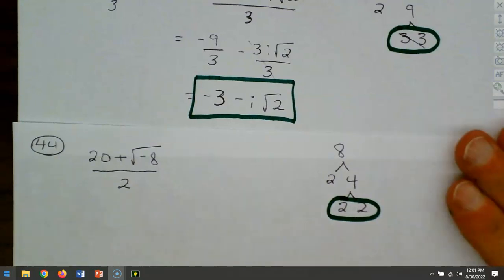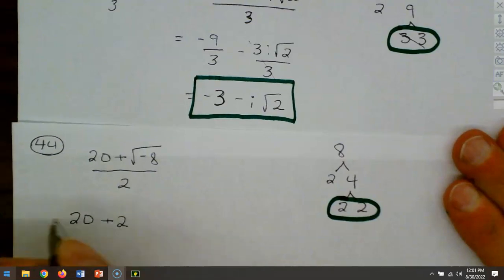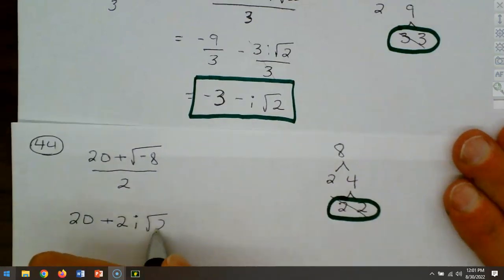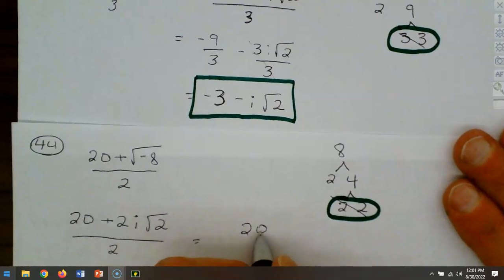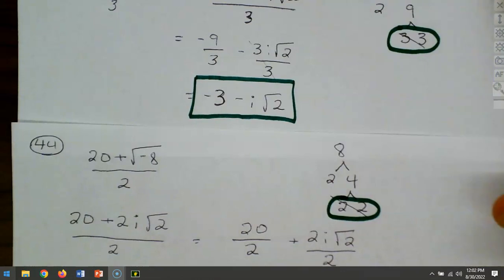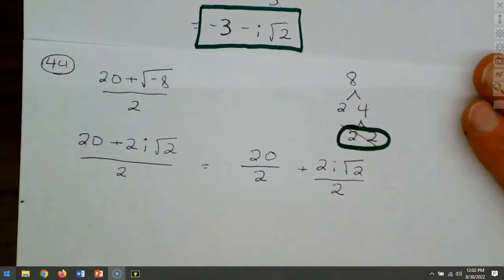So we're now going to rewrite this as 20 plus 2. I comes out with it. 2's are gone. What's left over? Square root of 2. And that's over 2. Break it up into the individual fractions with these. And then we break it down and get our standard form. So break this down further.